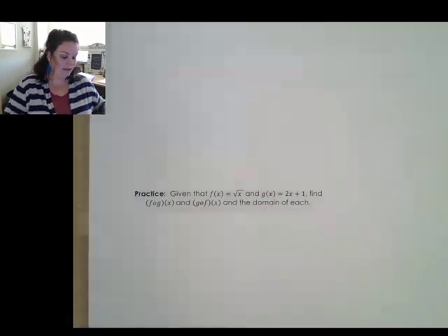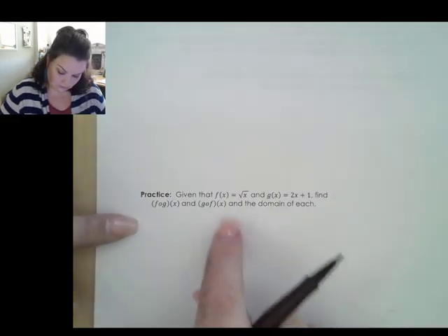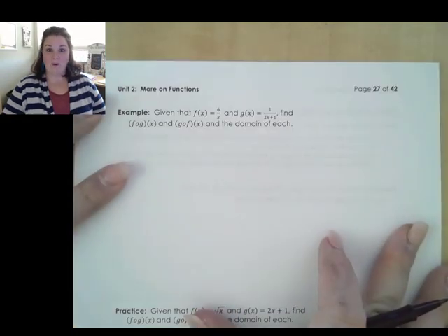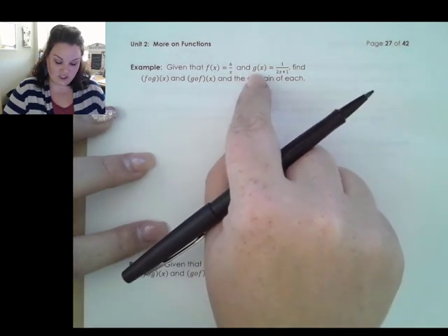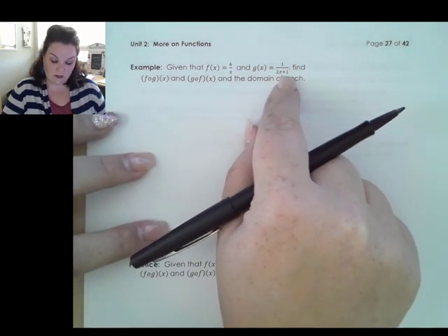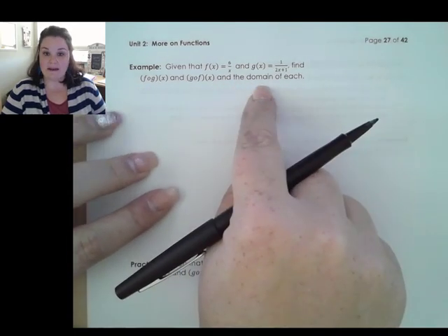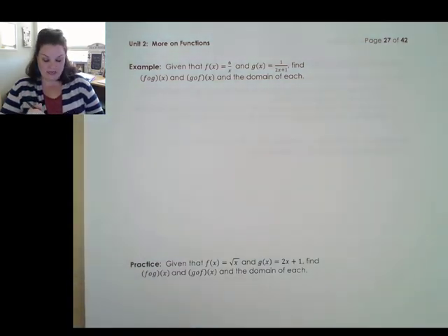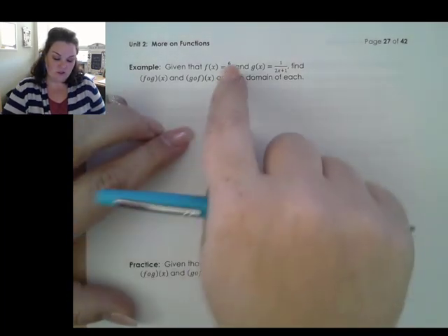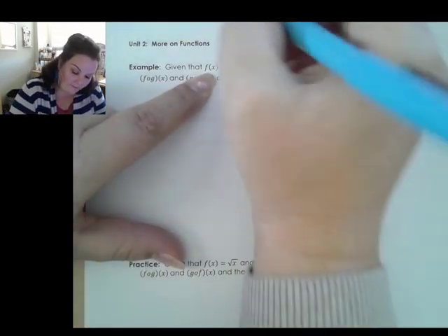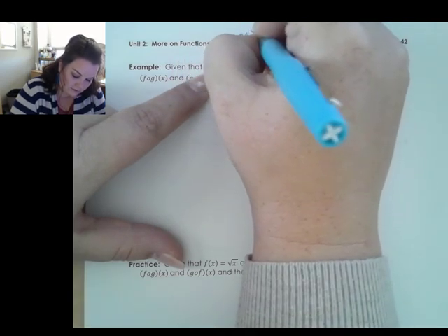Okay? All right, so on this one, let me make sure I didn't change any of the problems. No, we're good. Okay. So on this one, it says given f of x is 6 over x and g of x is 1 over 2x plus 1, find f composed with g and g composed with f and the domain of each. Now, if we're finding the domain of each, it's very helpful to start off knowing what the domain of each is.